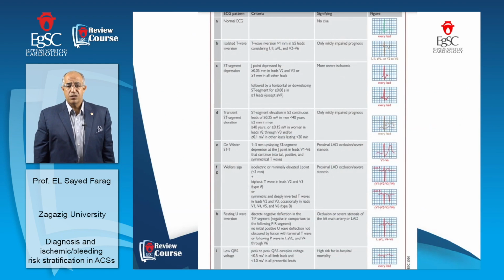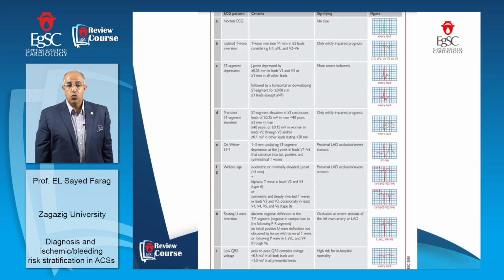Those are some patterns of the ECG we have to know. Of course, if we have a normal ECG, this gives no clue. If we have isolated T-wave inversion, there is only mildly impaired prognosis. If we have another pattern like ST-segment depression, of course, it means more severe ischemia. If there is transient ST-segment elevation, which is much more dangerous, the prognosis is impaired.